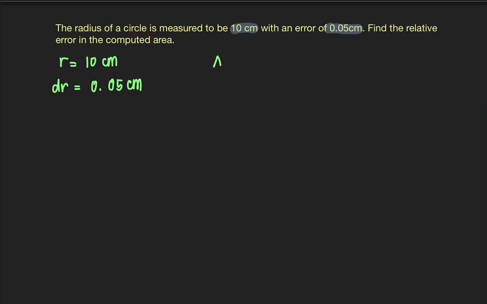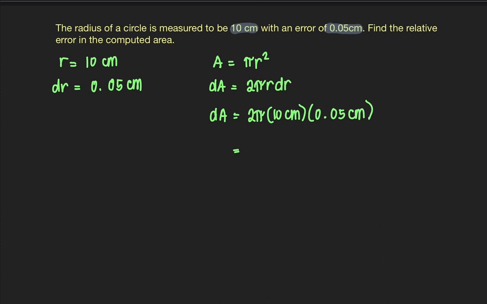Now, we know that the area of the circle is given by the formula pi r squared. So finding the differential of the area with respect to r, dA is equal to 2 pi r dr. So when the radius is 10 centimeters and the error in the radius is 0.05 centimeters, dA is equal to 2 pi times 10 centimeters times 0.05 centimeters. So dA is equal to pi centimeters squared. Again, this is the approximate error in the computation of the area.